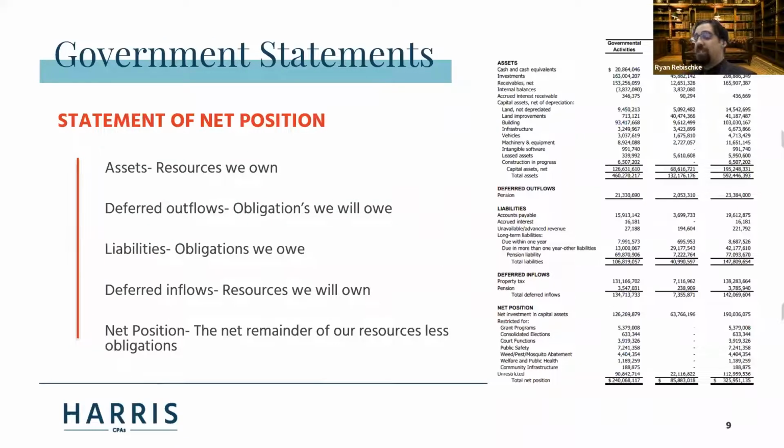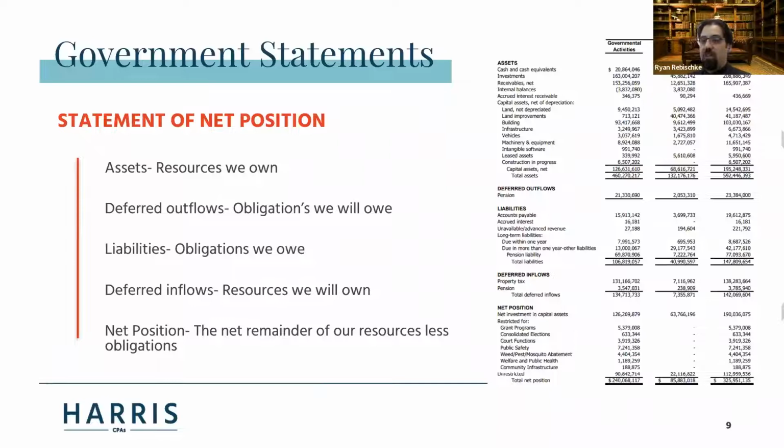So now let's take a look at the statements. The first statement we're going to look at is the statement of net position. There's a couple of key areas here. If you look at the right of the statement, you'll see there's several areas. You've got assets here at the top, deferred outflows, liabilities, deferred inflows, and your net position. So assets are resources that we own. These are things that we have under our control that we can use to accomplish activities during the year.